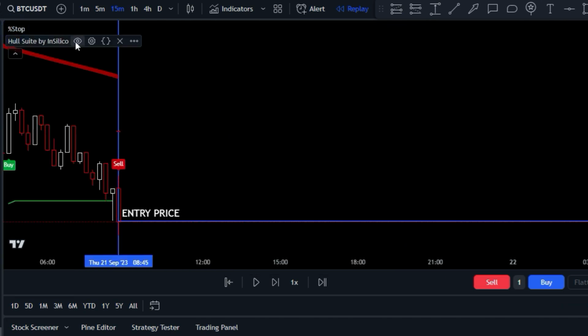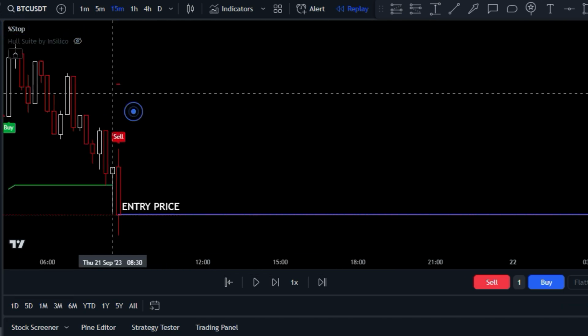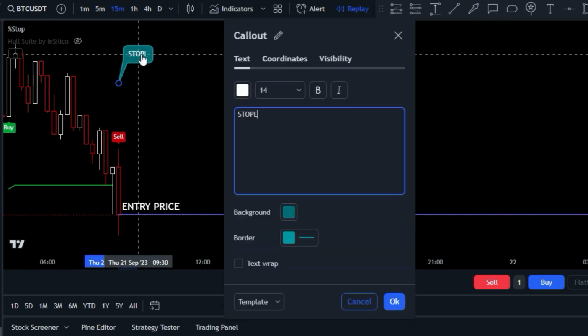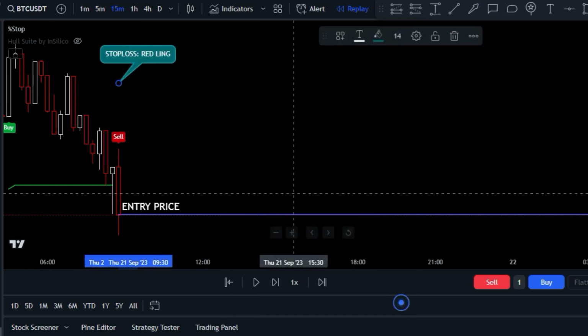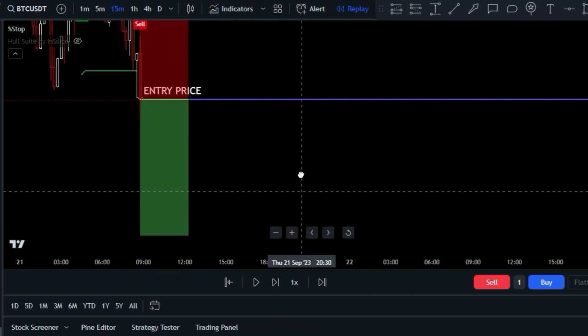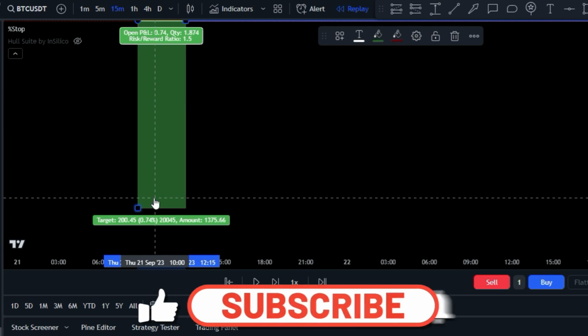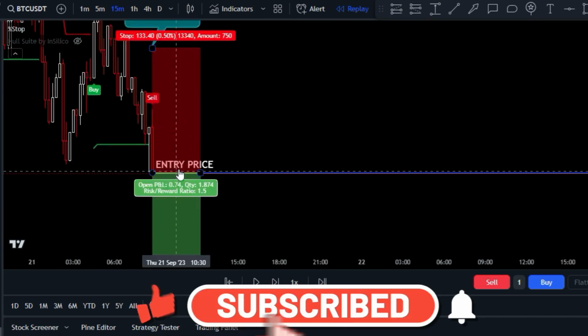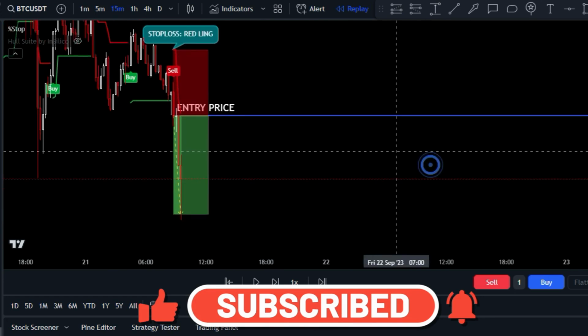And then set your stop loss just above the red line on the whole suite indicator. And for a successful exit, aim for a target that's at least 1.5 times your risk in the trade.